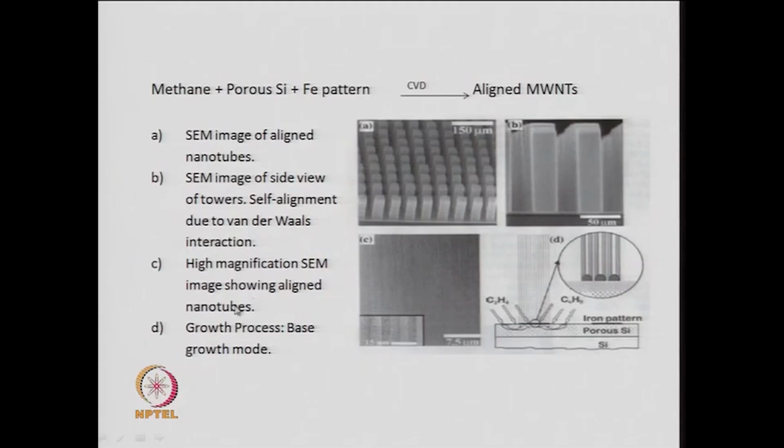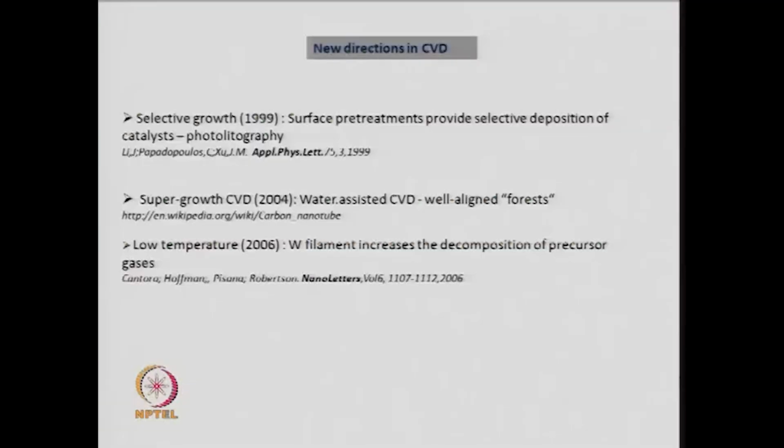So, this is the growth process, and this particular mechanism where the catalyst particle is at the bottom and the nanotube is growing on top of the catalyst particle is called the base growth mode or the root growth mode. That means the catalyst is at the base and the tube is growing on top of the catalyst. Now, there are several other new directions which have come about in the CVD process.